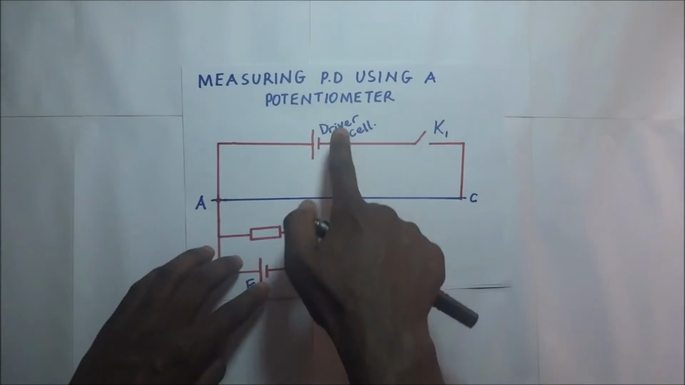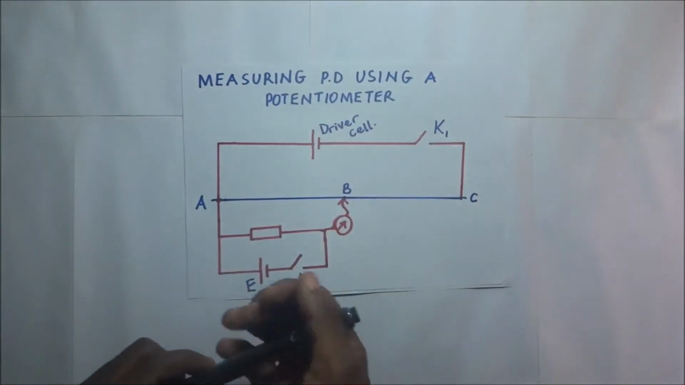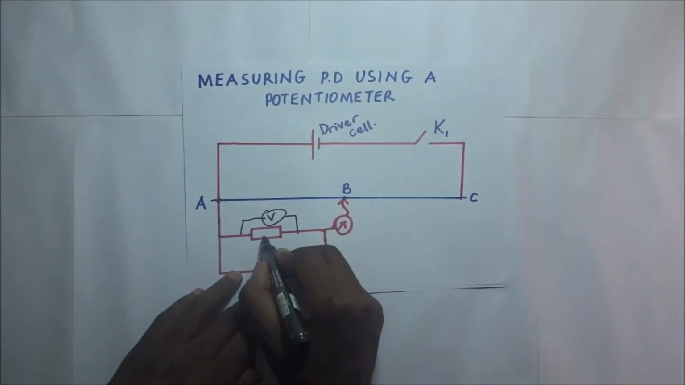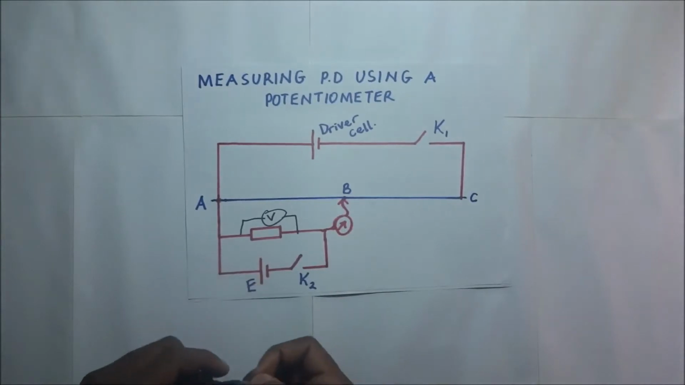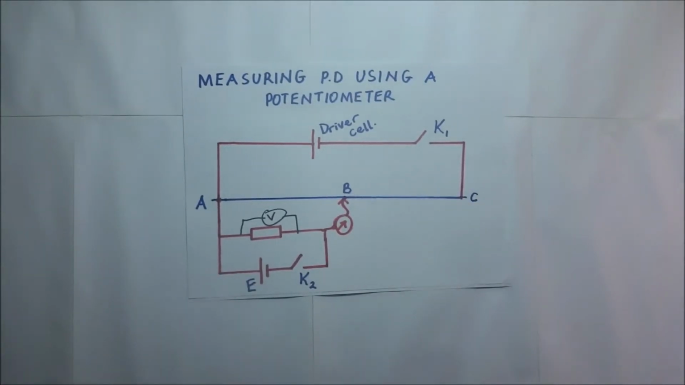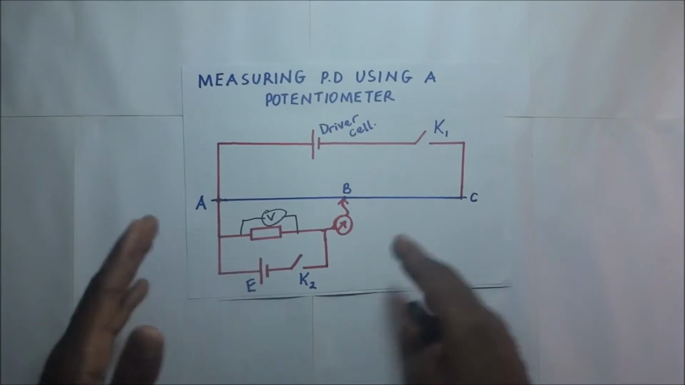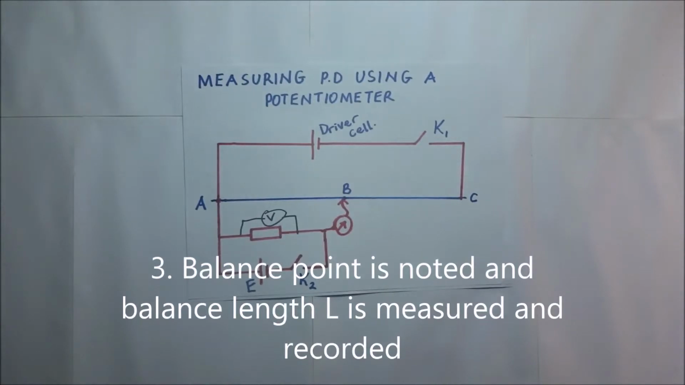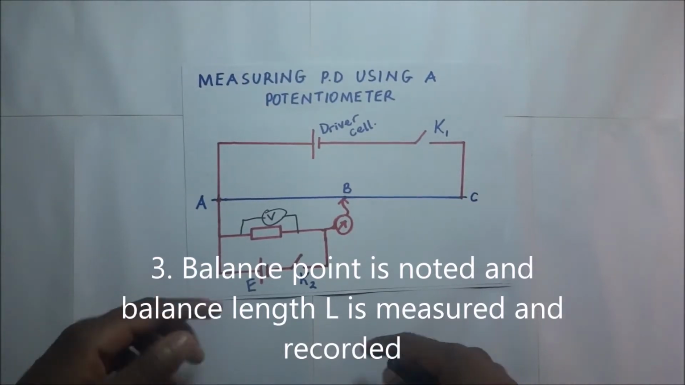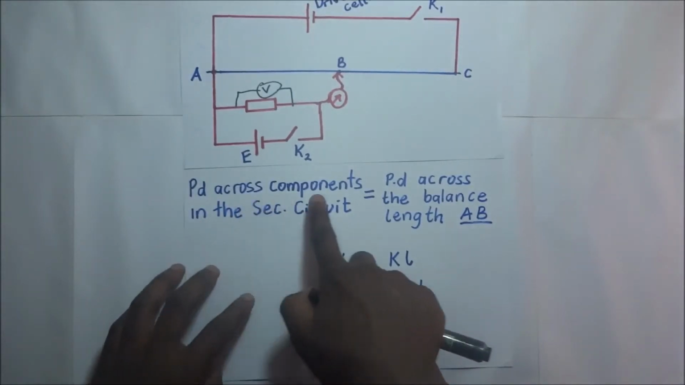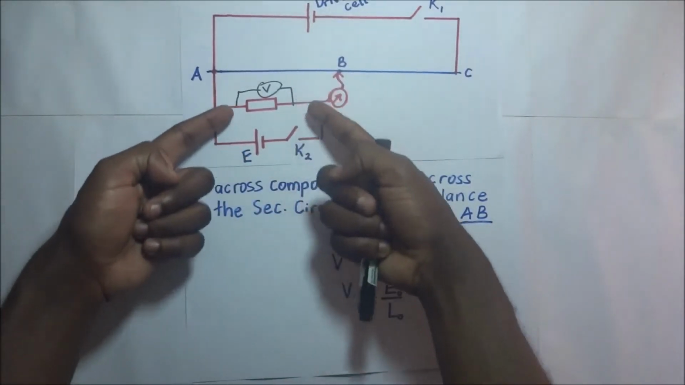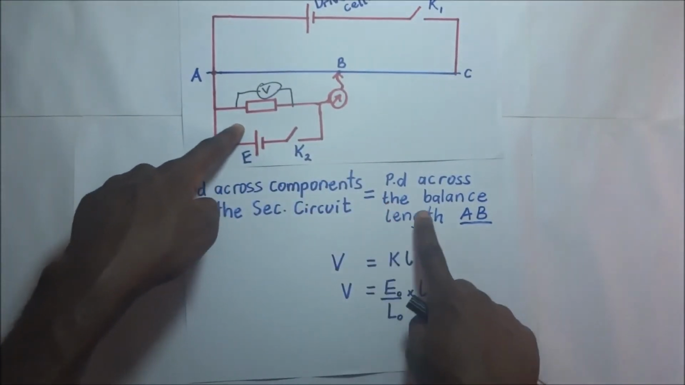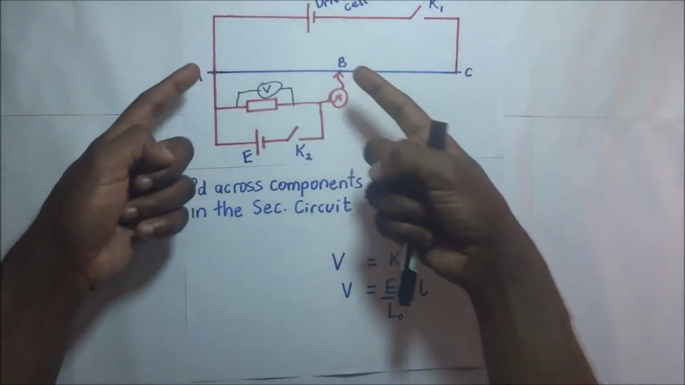Remember, here we are interested in finding the PD using the potentiometer, and in this case the PD we are interested in finding is this one. We want to find the potential difference across this cell. So after closing those switches K1 and K2, and then we slide this jockey and we obtain a point where there is no deflection, we will go ahead and write our calculation that the potential difference across the components in the secondary circuit, which include that resistor whose potential difference we are interested in finding, is equal to the potential difference across the balance length AB.